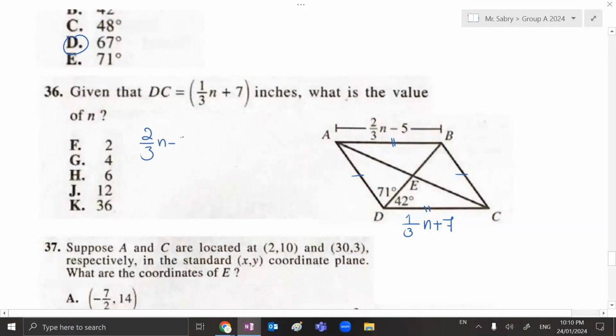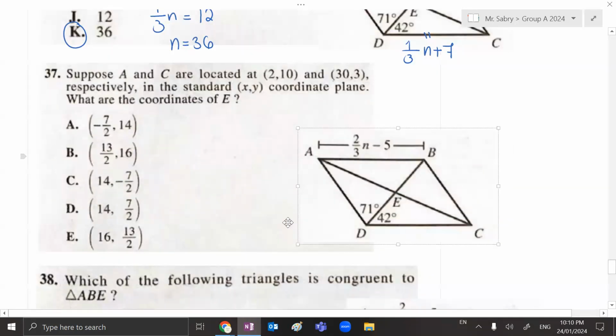So I'll just write them as an equation: 2 over 3n minus 5 equals 1 over 3n plus 7. You can either use shift solve or move the terms with n to the same side. You'll have 2 over 3 minus 1 over 3, which is 1 over 3n, and then 7 plus 5, which is 12, which will give you n equals 36. All of this is definitely done easily on a calculator.